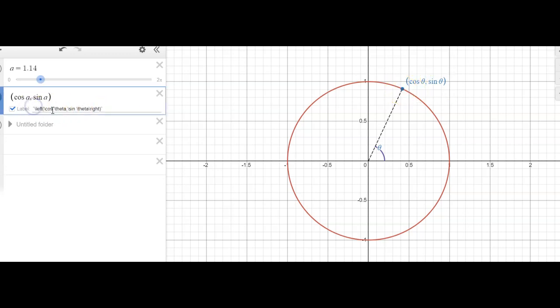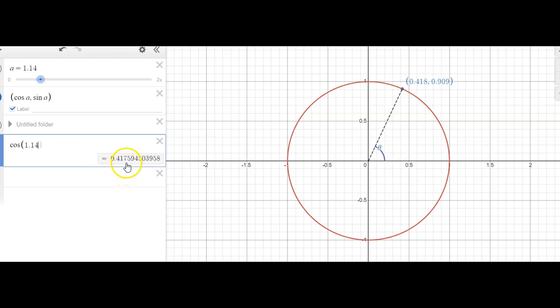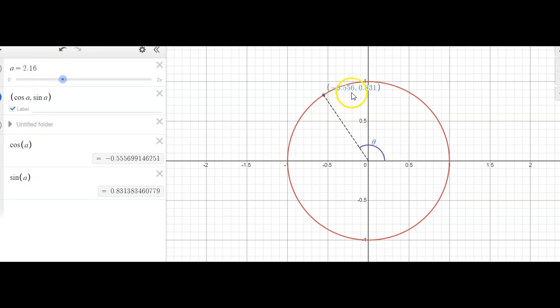If I take away the sine and cosine labels and put a checkbox, there are the actual numbers. Those are two points on this circle, and the cosine of 1.14, my angle measure in radians, is 0.41759, which is that x-coordinate. The sine of the angle that I've rotated to is the y-coordinate. I can change this to A, and it'll be a slider. As this rotates, there's -0.556. That is the cosine of this angle. The sine is that.